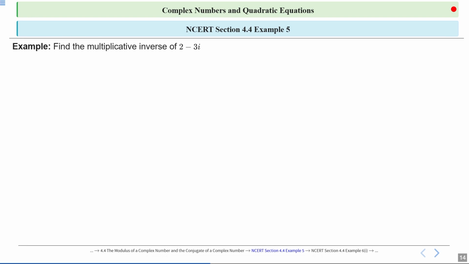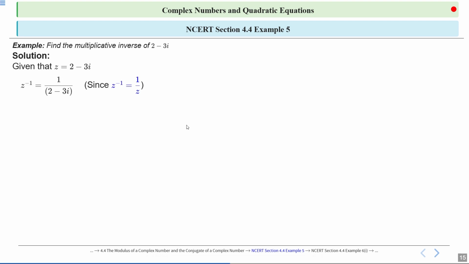Now, let's look at an example. In this example, we have to find the multiplicative inverse of 2 minus 3 iota. So, let's solve this example step by step. Given that z equals 2 minus 3 iota. Here z is our complex number where the real part is 2 and the imaginary part is minus 3.